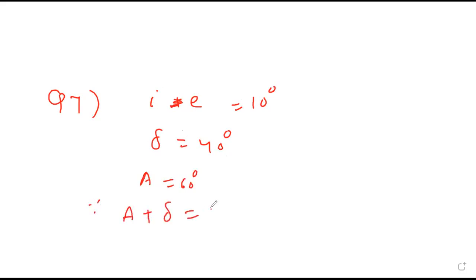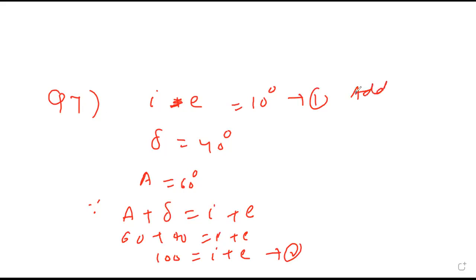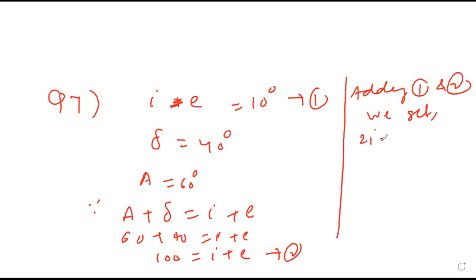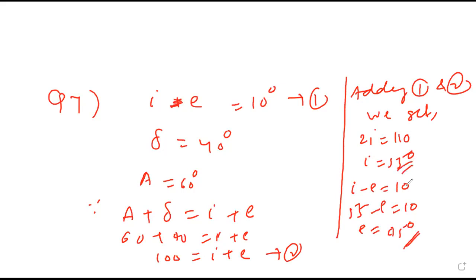Since A plus delta is I plus E, 60 plus 40 will be I plus E. So 100 equals I plus E, second equation, and I minus E is 10, the first. Adding 1 and 2, we get 2I equals 110, so I equals 55 degrees. And I minus E is 10, so 55 minus E is 10, E equals 45 degrees. Followed? Yes, sir.